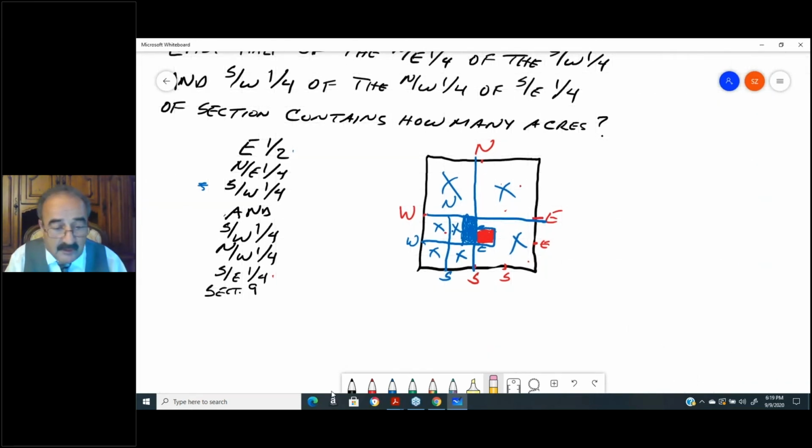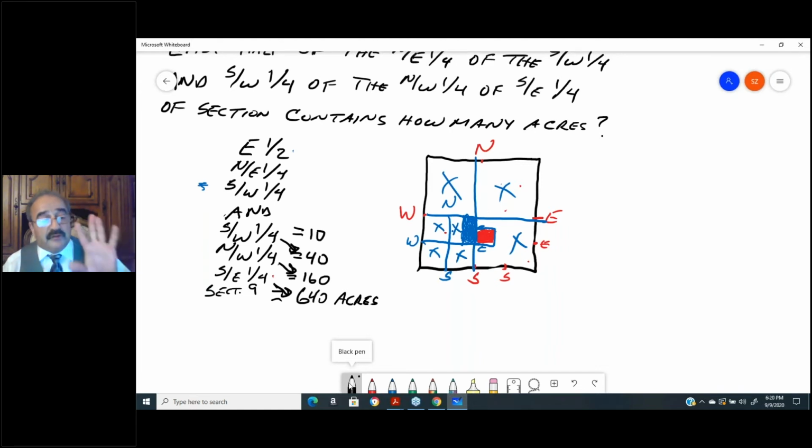Section 9. Every section has 640 acres. And what I did is I took a quarter of that. 4 divided into 640 equals 160. Then I took a fourth of that. 4 divided into 160 equals 40. And then 4 divided into 40 equals 10. Now I get to the word "and." So I'm going to stop. I'm going to keep what I found, which is 10 acres right here.